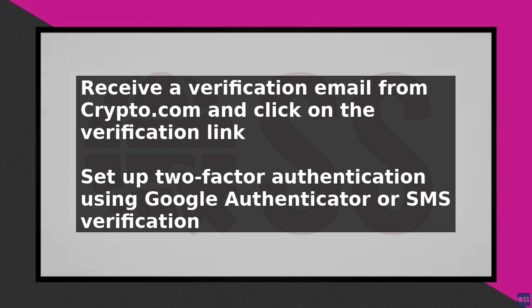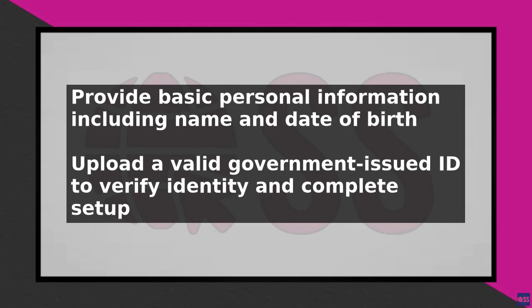Once two-factor authentication is set up, you will be asked to provide some basic personal information, including your name and date of birth. You will also need to upload a valid government-issued ID, such as a passport or driver's license, to verify your identity. After completing the verification process, you can start using your Crypto.com wallet account.